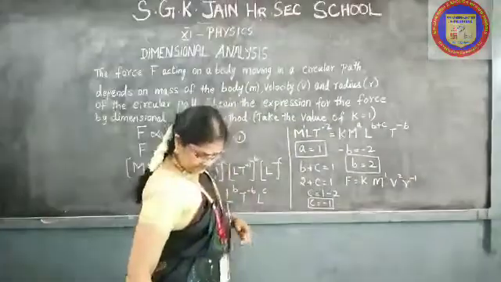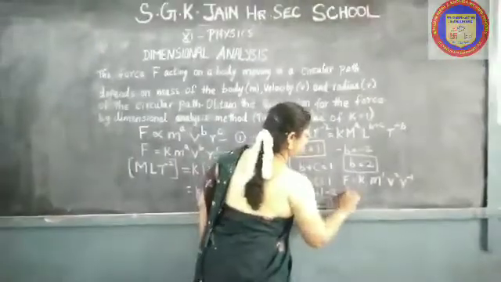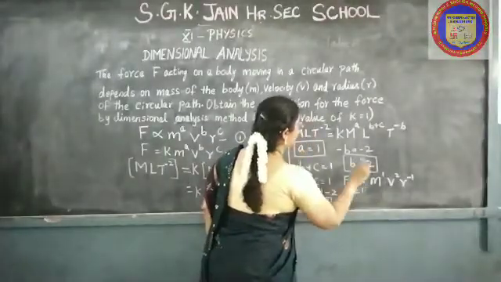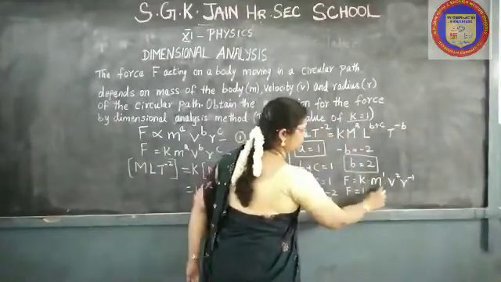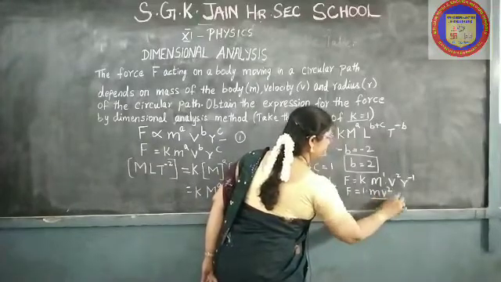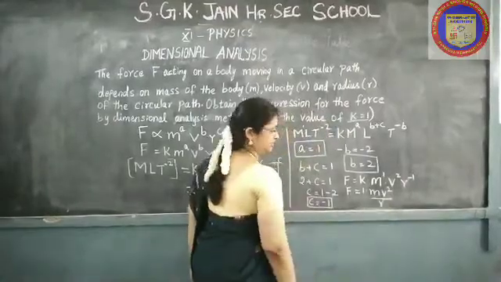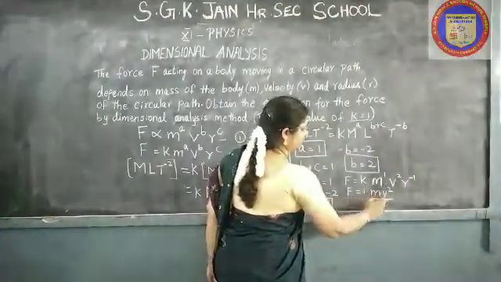As per given here, it is mentioned that k value is 1. Substitute the value which is given in the question, k is equal to 1. So what are the remaining terms? m v square, r power minus 1 can be written in the form of division. So F is equal to 1 into m v square by r.